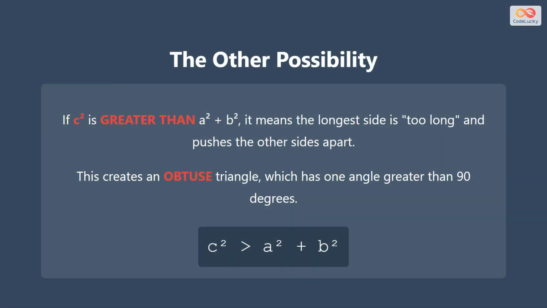On the other hand, if c squared is greater than a squared plus b squared, it means the longest side is too long, which forces one of the angles to be wider than 90 degrees. This gives us an obtuse triangle.